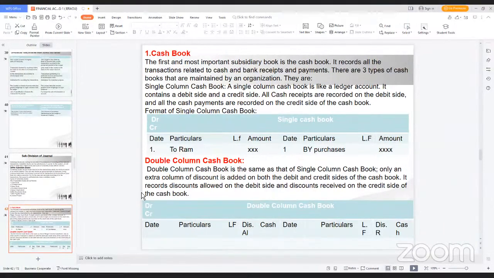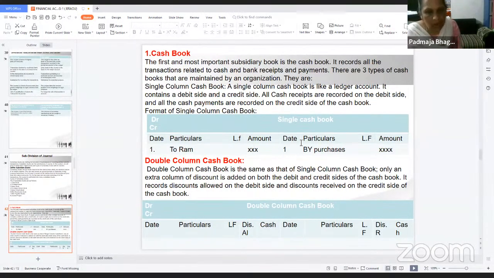Next we see the double column cash book. A single column is like a same ledger. When we go to the double column cash book, you have the same date, particulars, LF, but next is discount allowed on the debit side and discount received on the credit side. Only this discount column comes in a double column cash book.